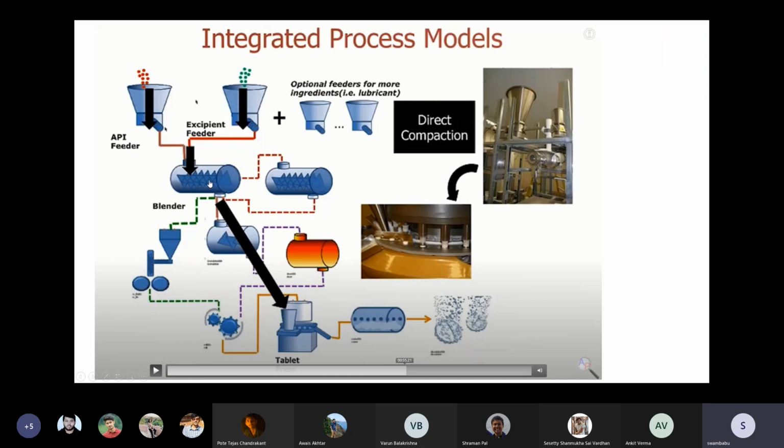So upon this uniform blending, they will do the granulation by adding a certain amount of solvents. Then they will crush it into the required form. Then they will make the tablet form.